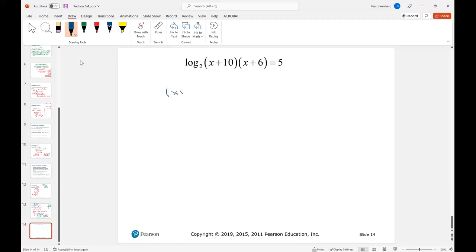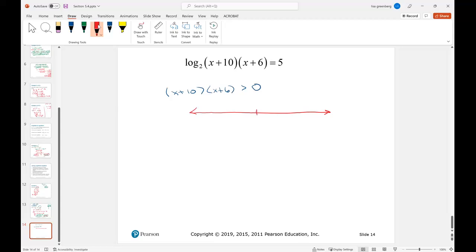I have x plus 10 times x plus 6 has to be greater than 0. Okay, remember that has to be positive. So what most people want to do here is set each one of them greater than 0 and solve individually, but you can't really do that. There are two ways to do it. I'll do it the way that you probably will like better first, and then I'll show you another way.